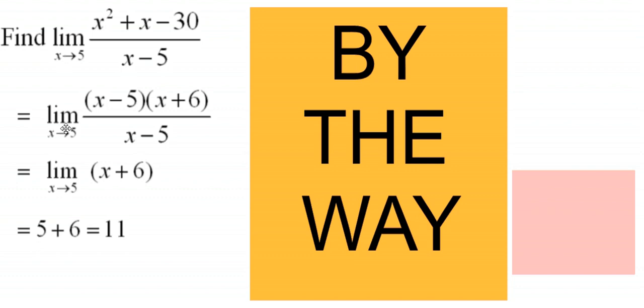If we did direct substitution, if we plugged 5 into the original one, we'd get what? In the numerator, we'd get 25 plus 5 minus 30, so that's 0. And in the denominator, we'd also get 0. So that's what we call an indeterminate form, 0 over 0.